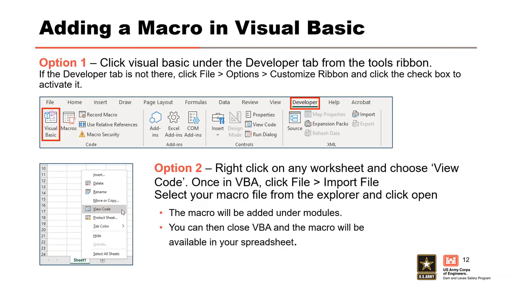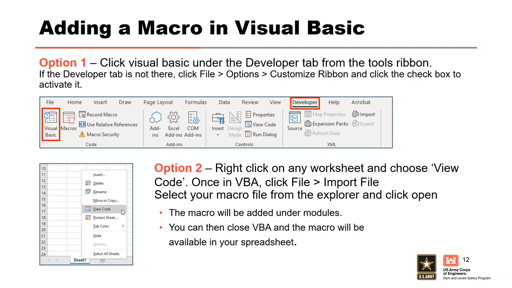For those not familiar with how to add a macro into Excel, you have 2 options. Using your tool ribbon, you can click on Developer and then Visual Basic. If Developer isn't listed in the ribbon, click File, then Options, then Customize Ribbon. You can then click a checkbox to activate the Developer tab. Option 2 is to right-click one of your worksheet tabs and choose View Code.